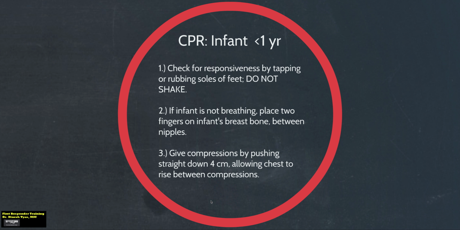In an infant less than 1 year of age, you'll check responsiveness by tapping or rubbing the soles of the feet. Do not shake the baby. If the infant is not breathing, place 2 fingers on the infant's breastbone between the nipples. Give compressions by pushing straight down 4 centimeters, allowing the chest to rise between compressions.